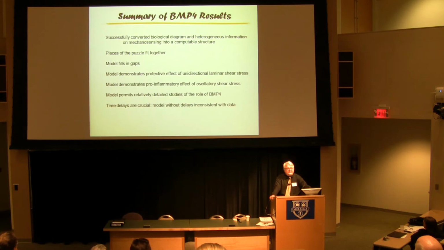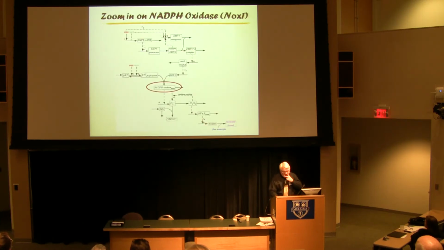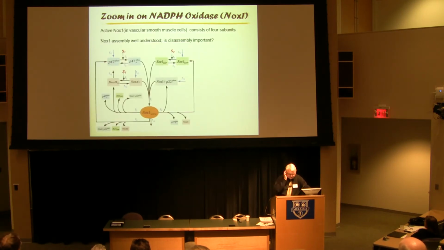The model fills in gaps, so we can reproduce time courses of things that were not measured. And it demonstrates that laminar stress is protective and that oscillatory stress is bad, is pro-inflammatory. It also shows that these time delays are actually crucial. If you take them out, then things fall apart, which is an interesting detail. So now we want to zoom in on Nox1. It's right there in the middle, and see what that looks like.